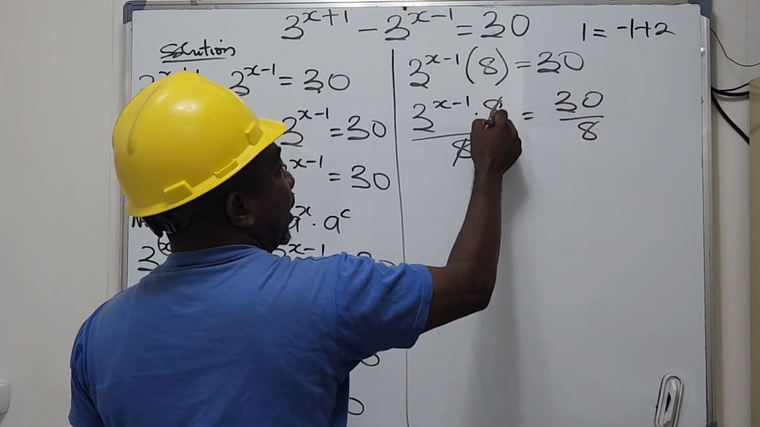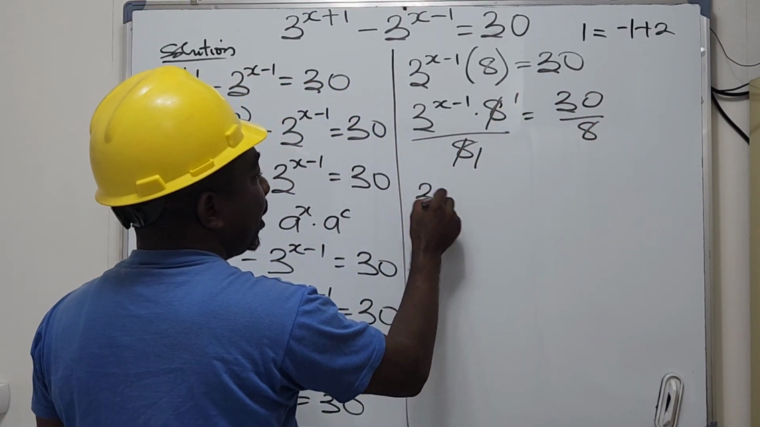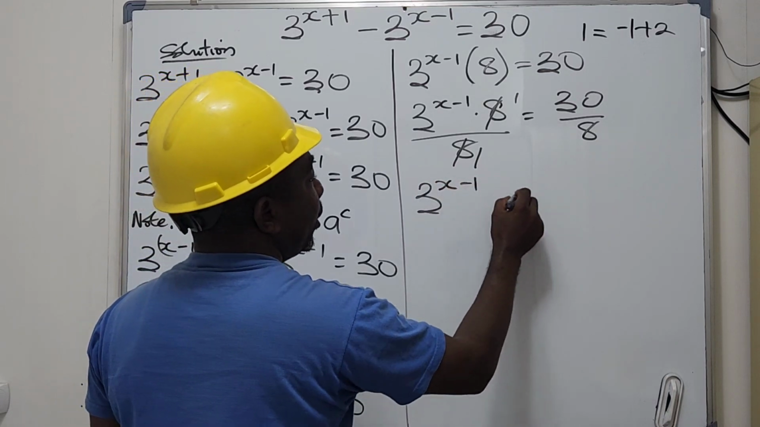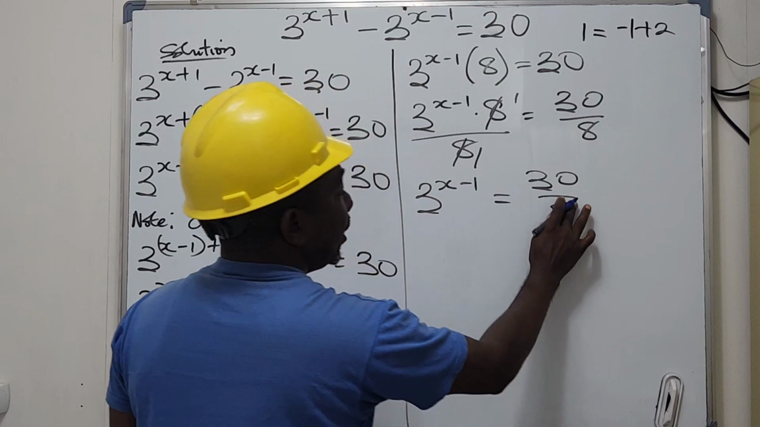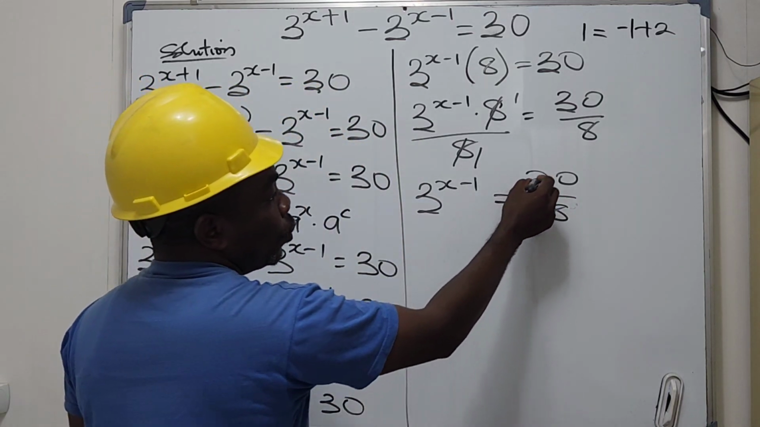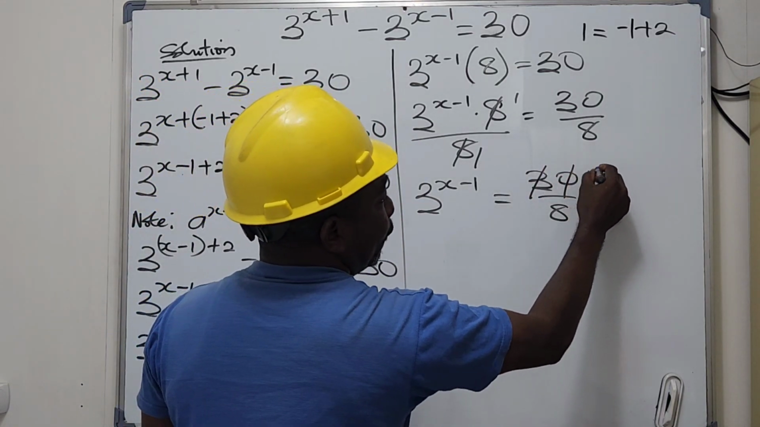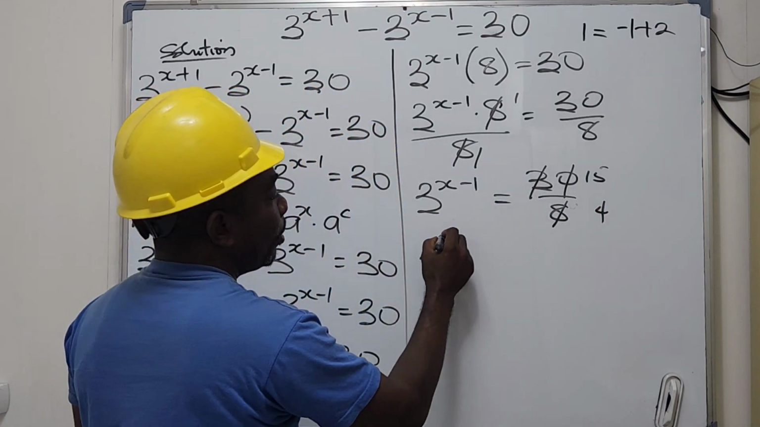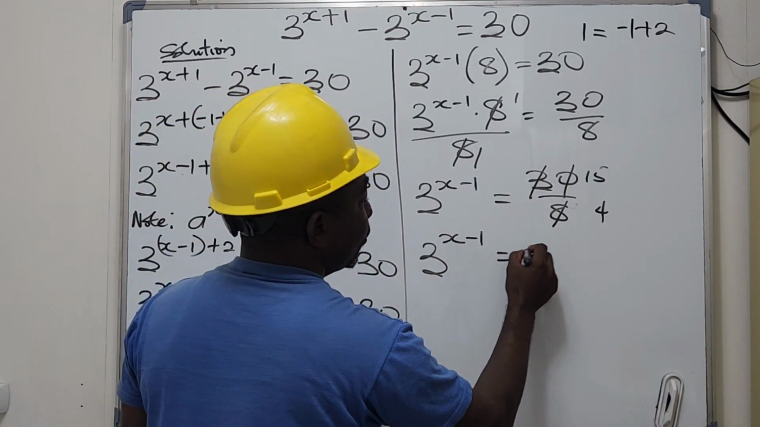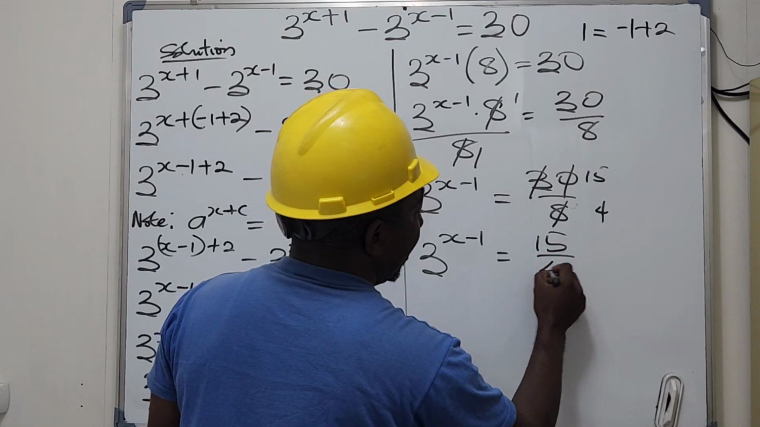8 will cancel here and 8 will cancel here. We are now left with 3 to the power of x minus 1 equals 30 divided by 8. So here, we can use 2 to cancel. 2 will cancel here, 15. 2 will cancel here, 4. So we are now left with 3 to the power of x minus 1 equals 15 divided by 4.